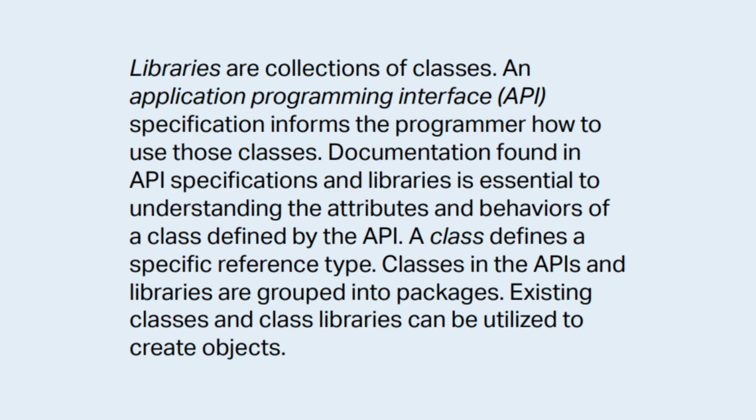Documentation found in API specifications and libraries is essential to understanding the attributes and behaviors of a class defined by the API. A class defines a specific reference type. Classes in the APIs and libraries are grouped into packages. Existing classes and class libraries can be utilized to create objects. Now that was a lot of information, so I'm going to break it down in an analogy for you.